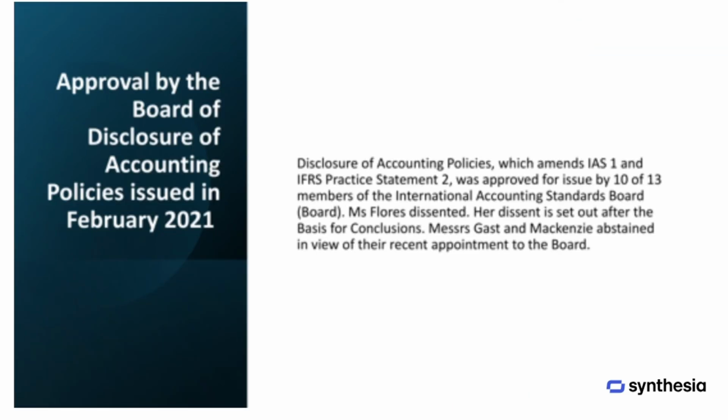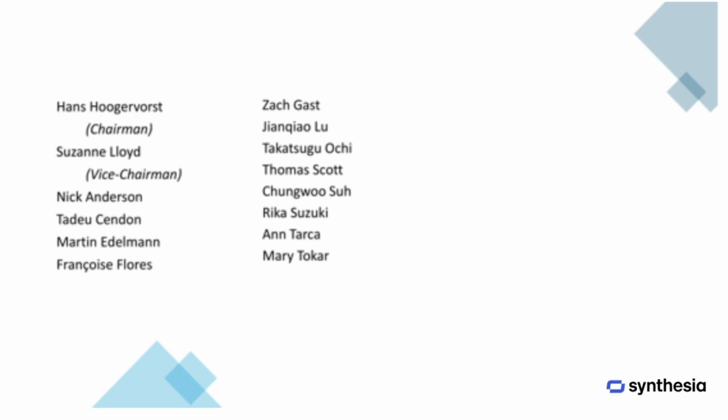The Disclosure of Accounting Policies, which amends IAS 1 and IFRS Practice Statement 2, was approved for issue by the following members of the International Accounting Standards Board: Hans Hoogervorst, Suzanne Lloyd, Nick Anderson, Tadeu Cendon, Martin Edelmann, Françoise Flores, dissenting. Zach Gast abstained. Jianqiao Lu, Takatsugu Ochi, Thomas Scott, Chungwoo Suh, Rika Suzuki, Ann Tarca, and Mary Tokar.